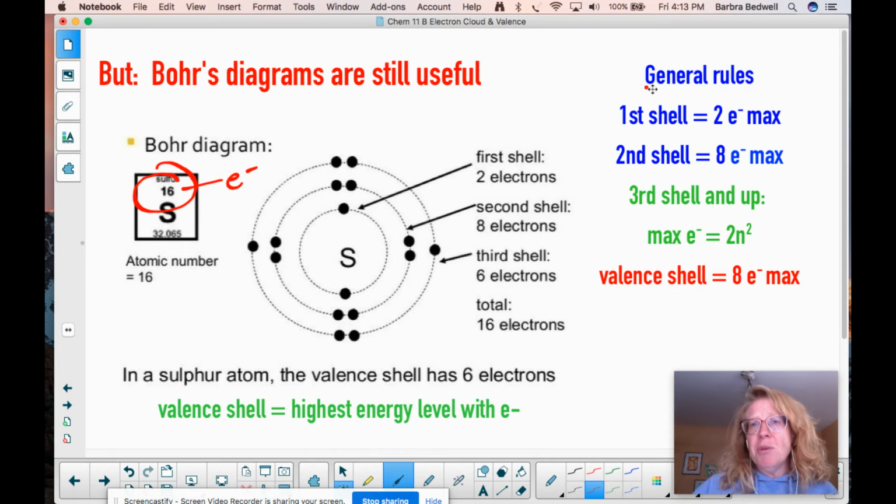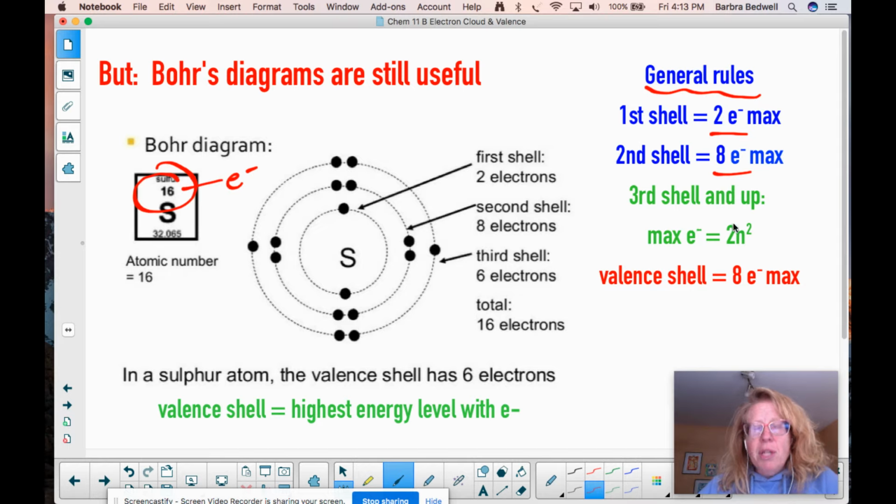Second, your general rules are written over here. The first shell is a real small shell. It can only hold 2 electrons at the most. That's as much as it can hold. And the second shell is a bit bigger. It can hold up to 8 electrons. And there are reasons why that magic number is 8, but it can hold 8. That's all you really care about right now.